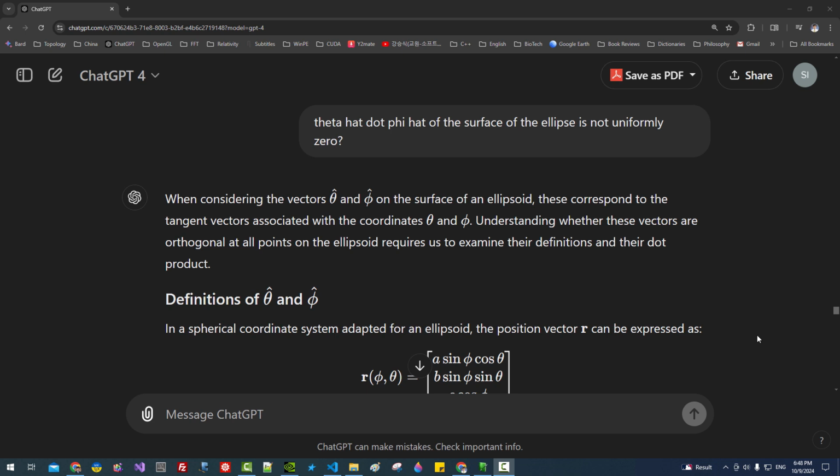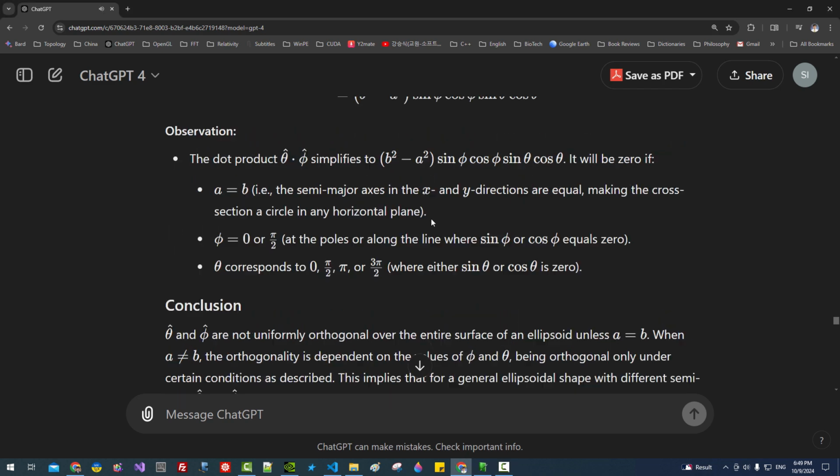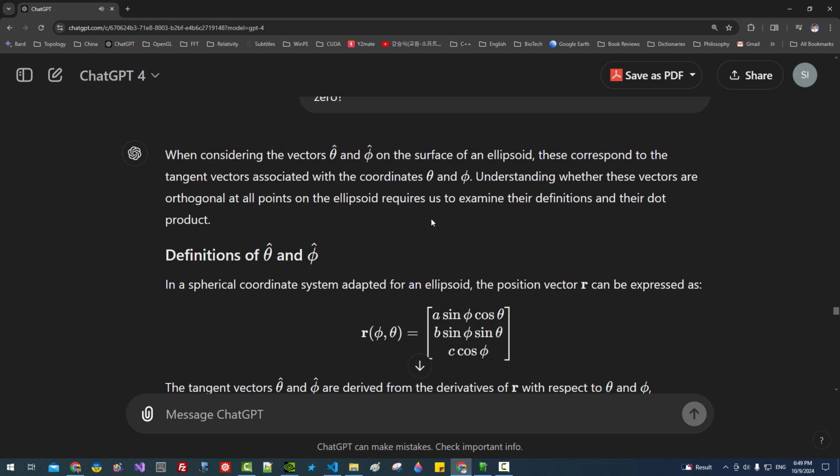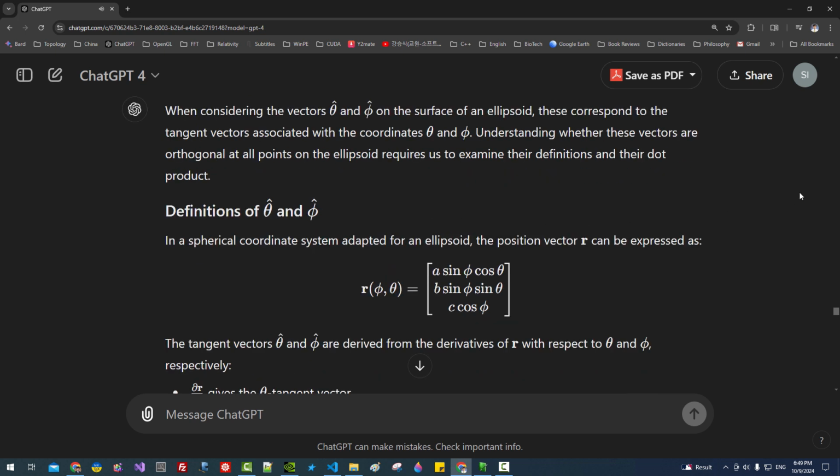On behalf of my audience, I asked ChatGPT this question. Theta hat dot p hat on the surface of the ellipsoid is not uniformly zero. Such a question is important to have deeper understanding. When considering the vectors theta hat and phi hat on the surface of an ellipsoid, these correspond to the tangent vectors associated with the coordinates theta and phi. Understanding whether these vectors are orthogonal at all points on the ellipsoid requires us to examine their definitions and their dot product.